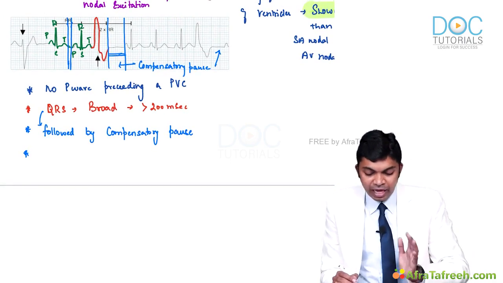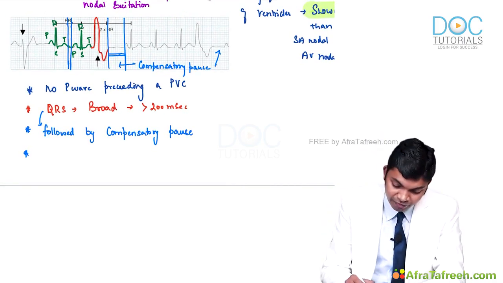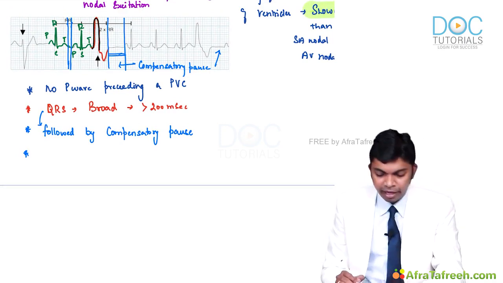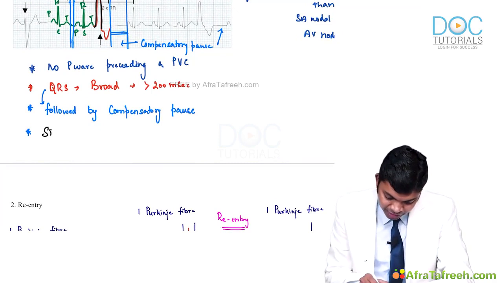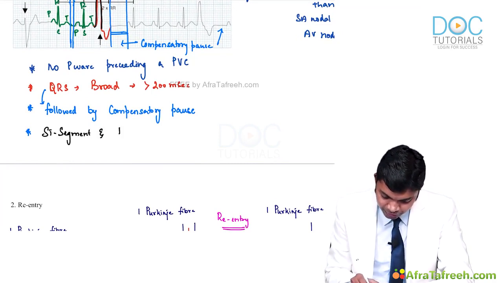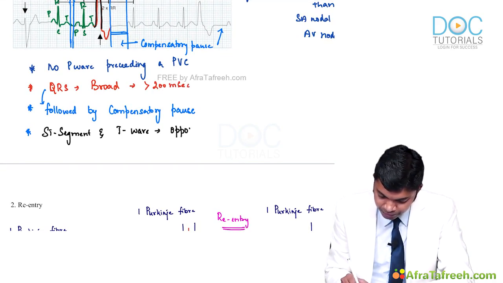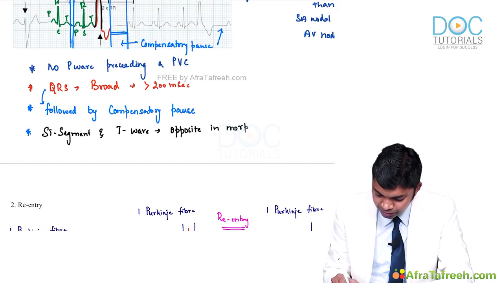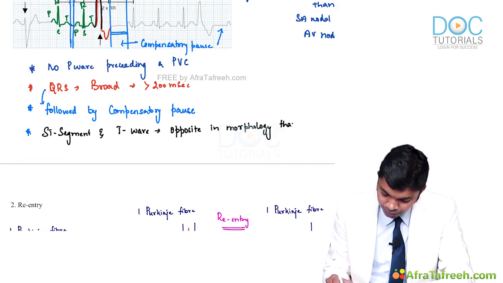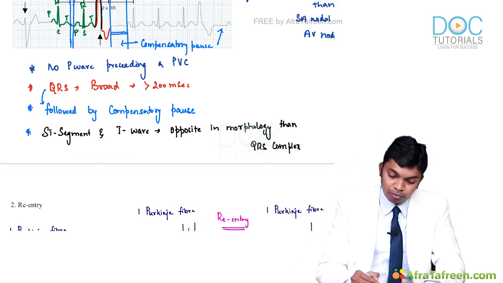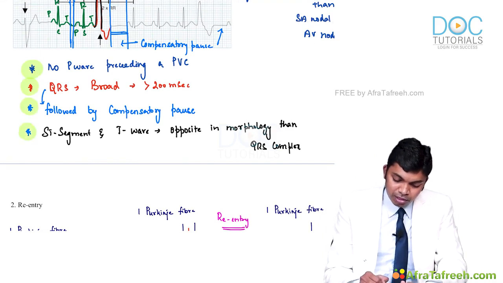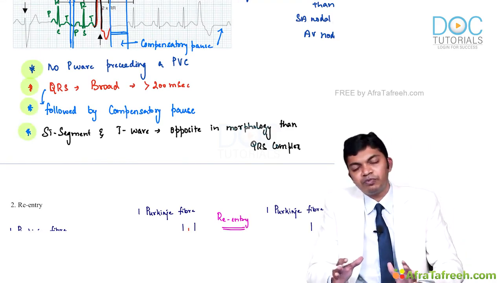In this case, you have an upright QRS complex, which is followed by a downright ST segment as well as T wave. So, ST segment and T wave have opposite morphology to the QRS complex. These 4 points are the classical features of premature ventricular complexes.